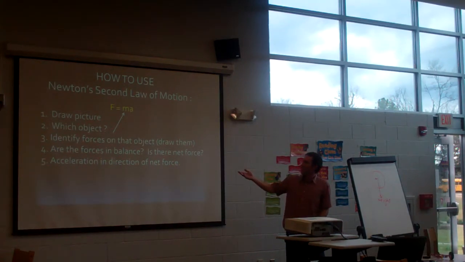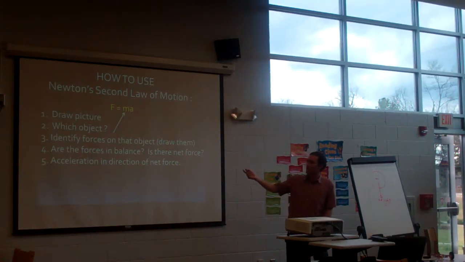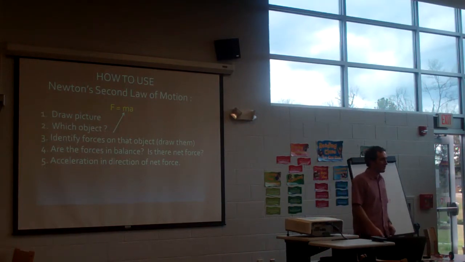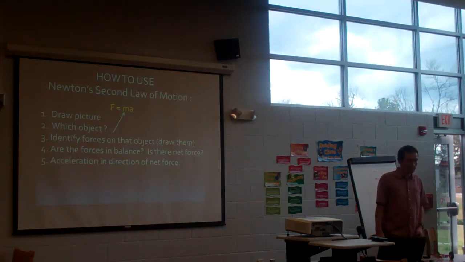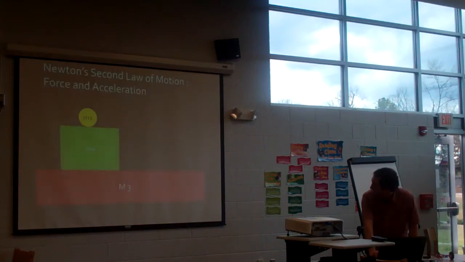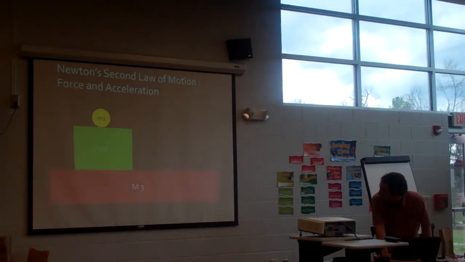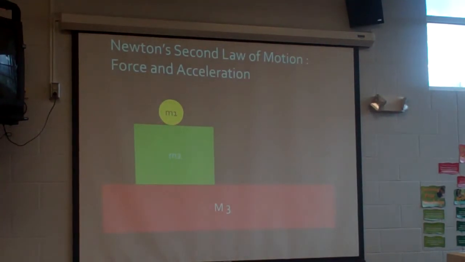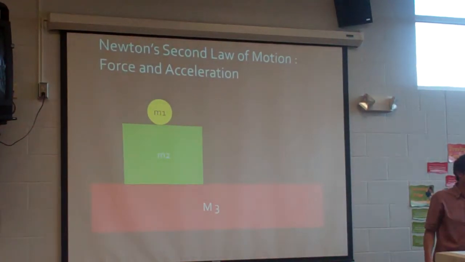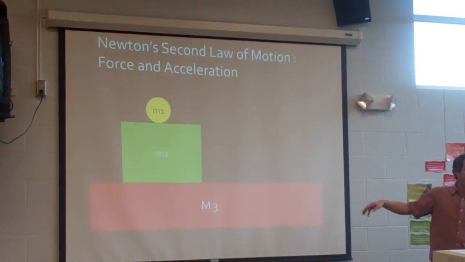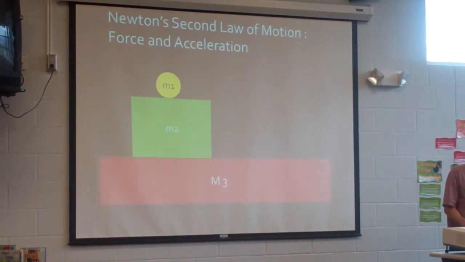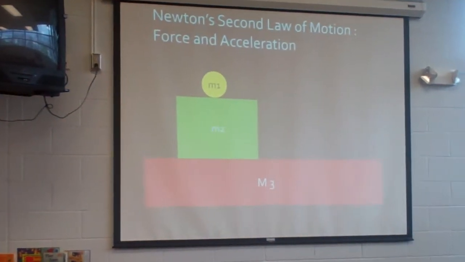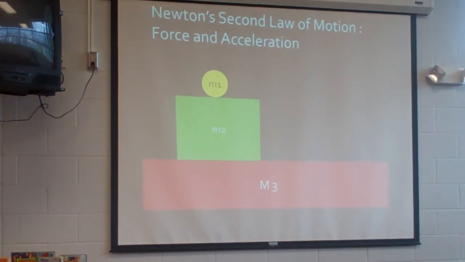All right, and then the fifth thing, if there is a net force, then the acceleration will be in the direction of that net force. Okay? So let's just do one quick example, and then I'll shut up and let you guys have fun. So let's look at this situation. You've got a box sitting on the Earth. Does this M stand for mass? Yep, M stands for mass. So we have M1, M2, M3.